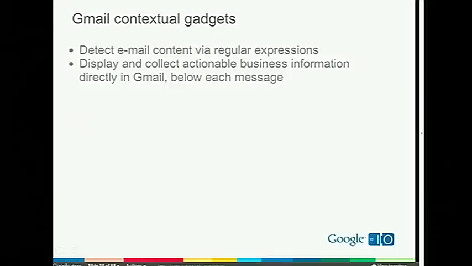These are really awesome. These are perhaps one of my favorite launches that we've done recently, and it just happened yesterday. They allow you to detect the content of email via regular expressions and display a gadget based off of that. The gadgets get displayed right below the email. We're going to show you one here. Basically, it allows you to put the business information that a user needs right in front of them in the context of their email, where they can immediately take action on it without opening up a new browser or tab to your application.